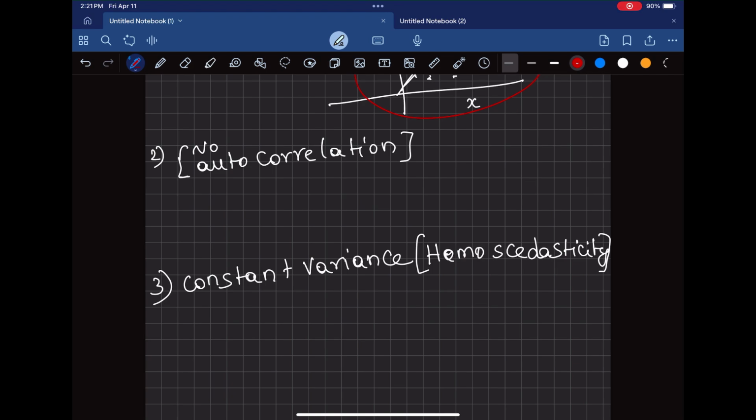Now let's talk about autocorrelation. When we want to build a linear regression, the data should not be autocorrelated. Why? Because each and every observation should be independent of the others. So there is no relation, or dependency, of the second observation on the first observation. Let me tell you what an autocorrelated observation is.